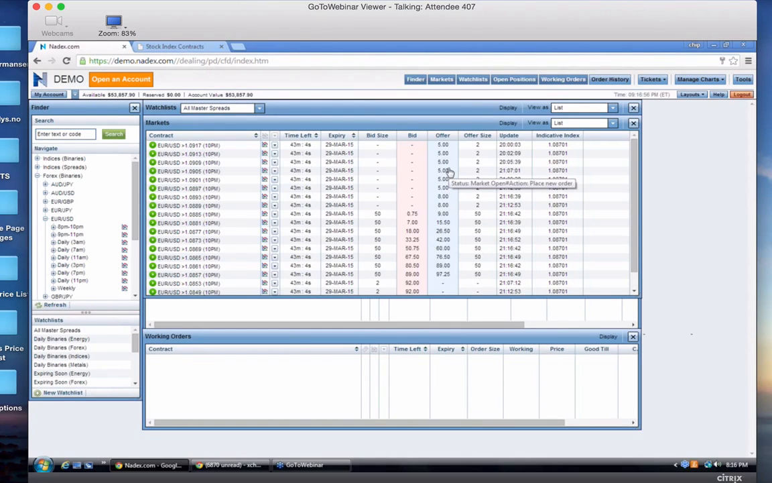Okay, well, thank you. Very good. One point I did want to stress: Nadex is an exchange, and yes, we are regulated by the CFTC, and we are self-clearing as well.